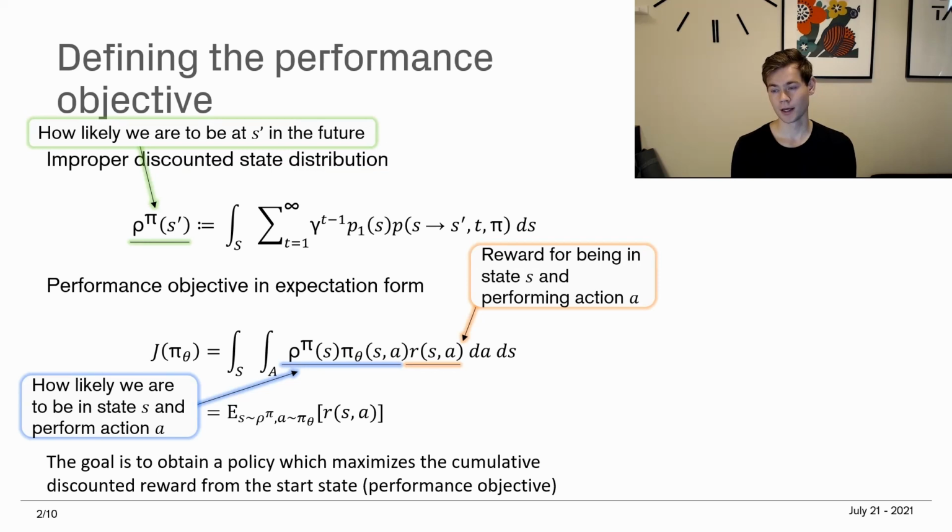So it tells us how much reward we expect to get in total for all the future going forward if we discount the rewards. So the higher the performance objective, obviously, the better we're doing. And that's the good thing. So we want to maximize this. And this can also be written as an expectation, which is what we see below. And the goal then in reinforcement learning is to obtain a policy which maximizes the cumulative discounted reward from the start state. And that is exactly the performance objective.